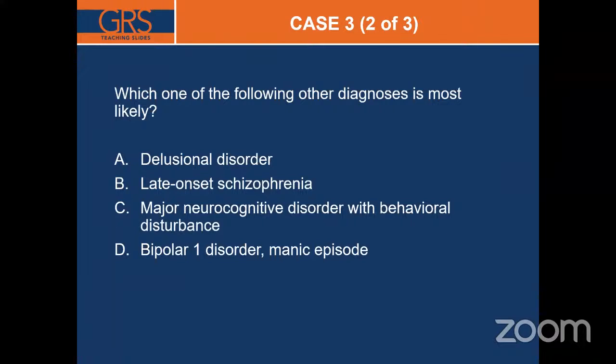So the question is, which one of the following other diagnoses is most likely? A, delusional disorder. B, late-onset schizophrenia. C, major neurocognitive disorder with behavioral disturbance. And D, bipolar 1 disorder, manic episode. So what do you think the answer is?